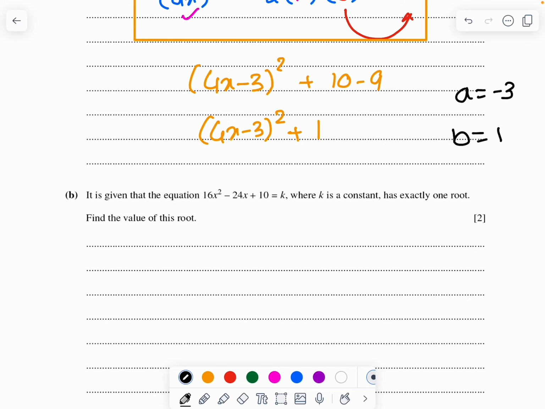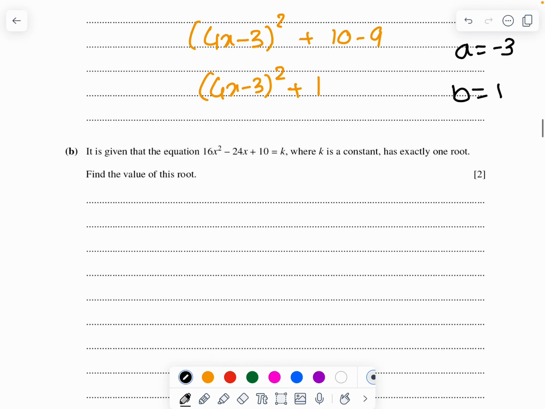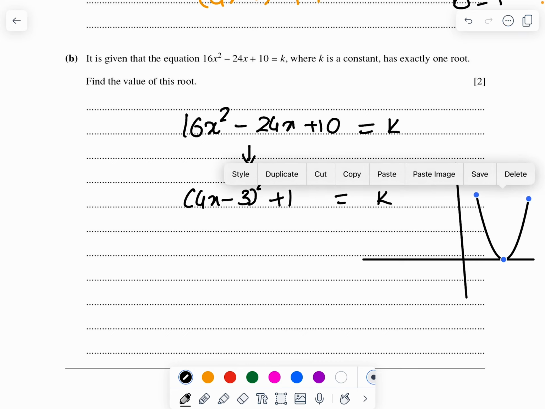Part B. It is given that 16x square minus 24x plus 10 equals to k, where k is a constant, has exactly one root. Find the value of this root. So it should have only one root. The question was 16x square minus 24x plus 10 equals to k. This can be written as 4x minus 3 whole square plus 1 equals to k. When can it have only one root? When it is intersecting the curve at only one point, touching the x-axis at one point.